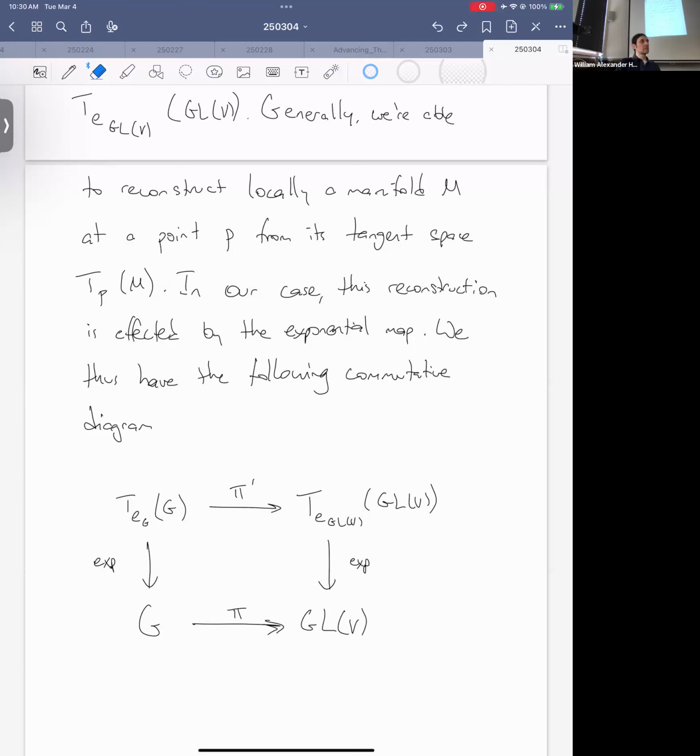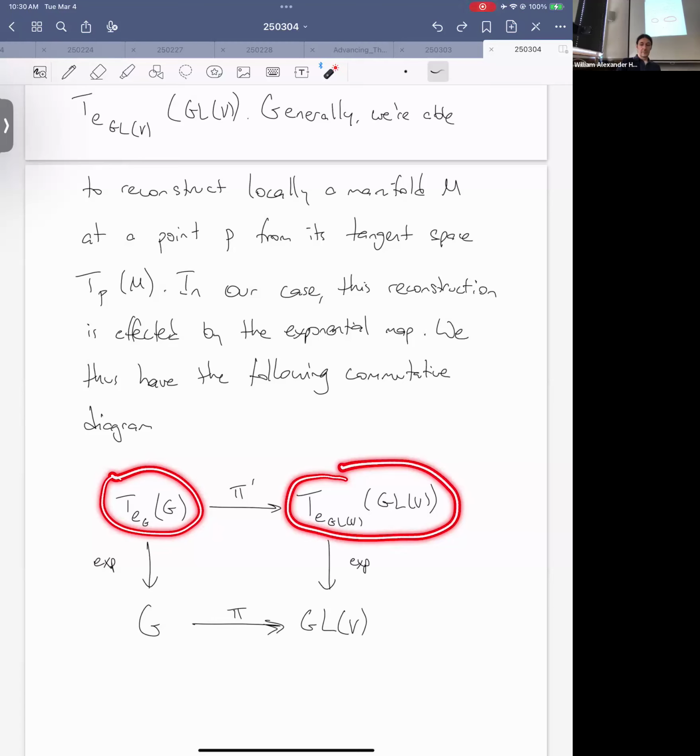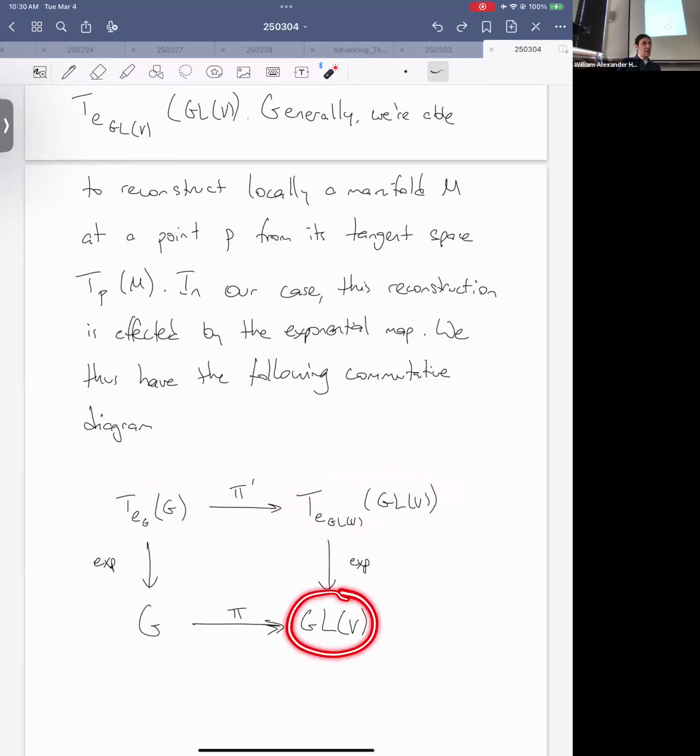Just to capture the point, which of those 4 objects is J a vector in, and in which is J an operator? J is a vector in here. Pi prime of J is a vector in here. Pi prime of J is an operator here. Pi of an element G is an operator in here. Okay. You're welcome.